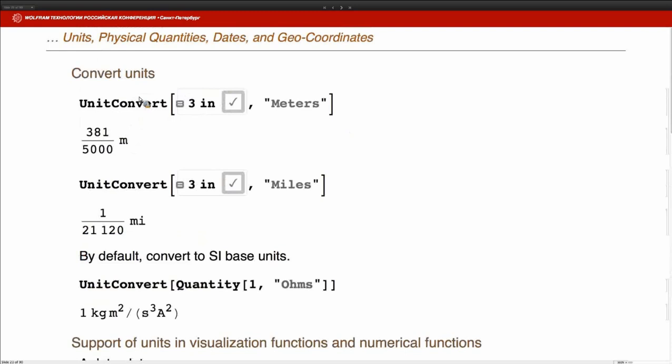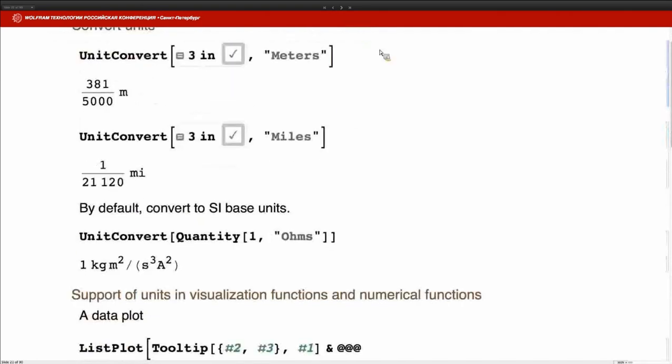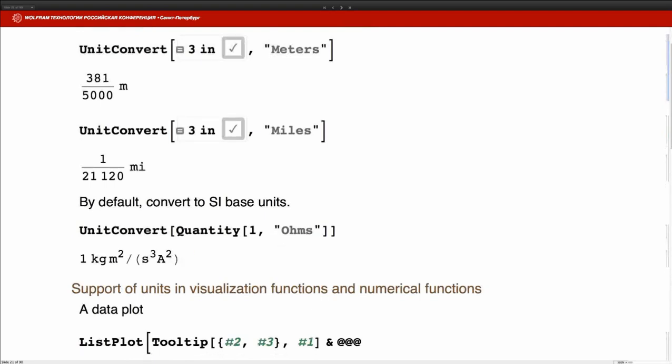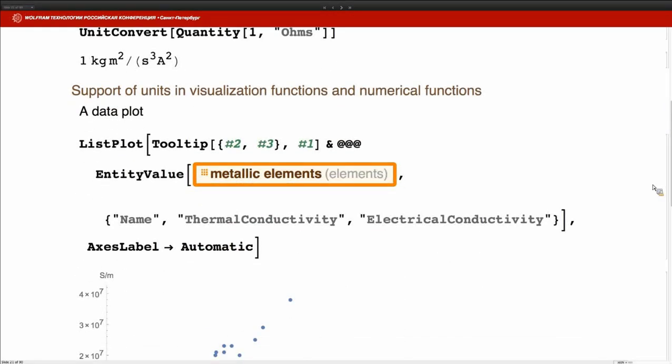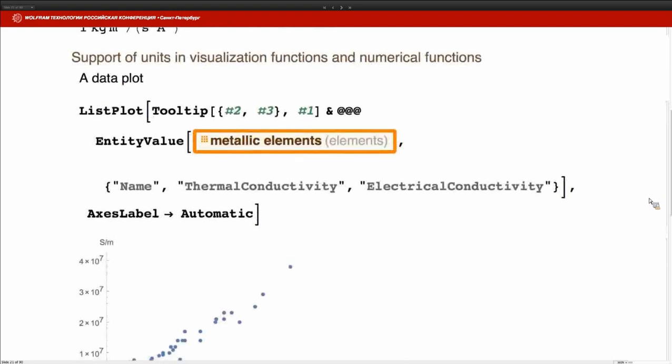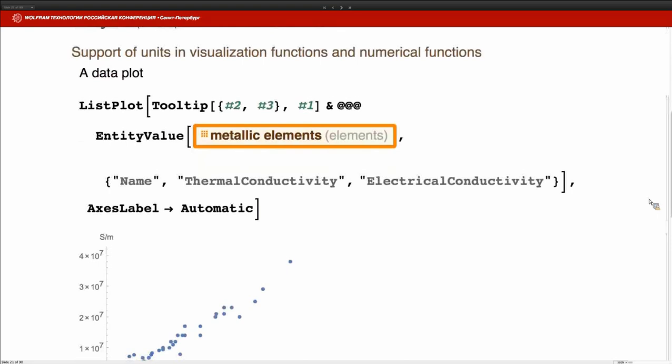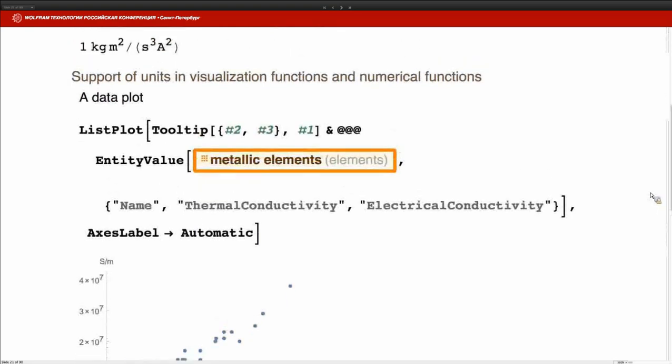We have the function UnitConvert that, as long as things are dimensionally compatible, can convert between any possible units. Like here, convert 3 inches into meters or miles. By default, we always go to SI base units. And units are supported as much as possible, not yet quite everywhere, but virtually everywhere throughout the system.